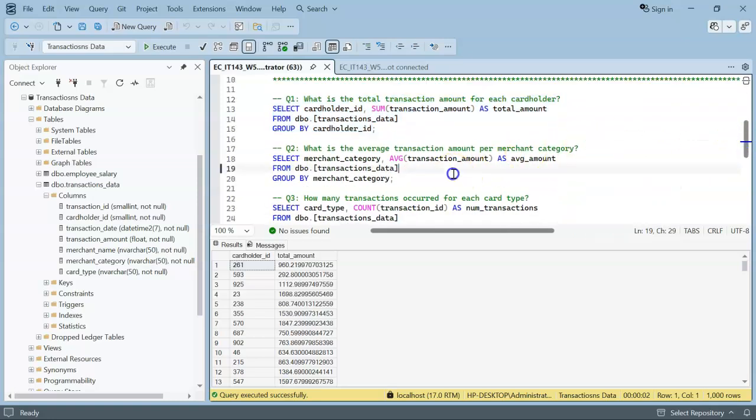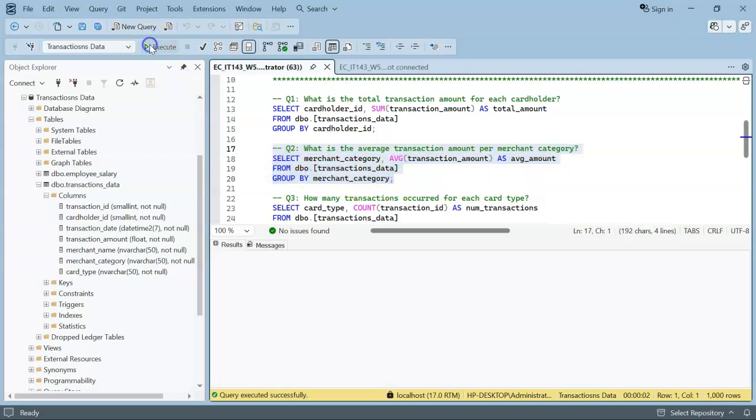The next question is, what is the average transaction amount per merchant category? What? We use it to find the average transaction amount for each merchant category. Why? To understand which category generates the higher value transactions. How? I use the average function to group by merchant category to calculate the average transaction amount for those categories. So here it is.